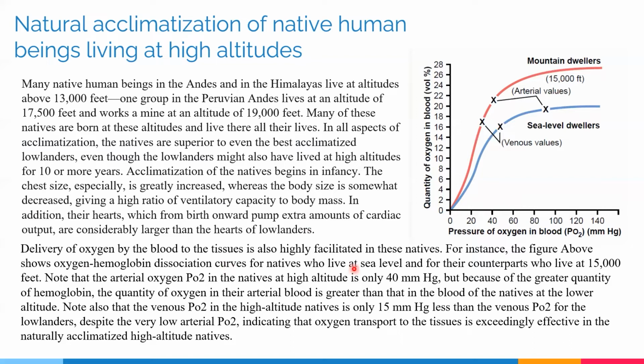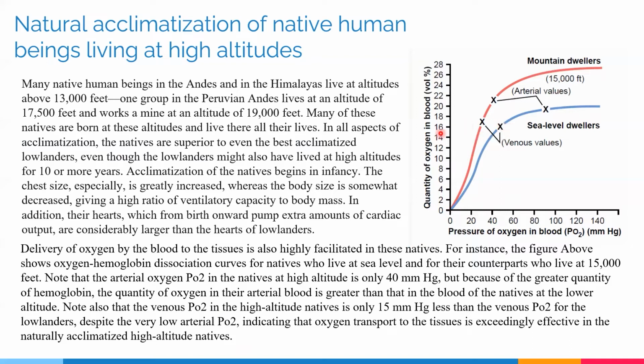Note also that the venous PO2 in the high altitude natives is only 15 millimeters of mercury less than the venous PO2 in lowlanders, despite the very low arterial PO2, indicating that the oxygen transport to the tissues is exceedingly effective in naturally acclimatized high altitude natives.